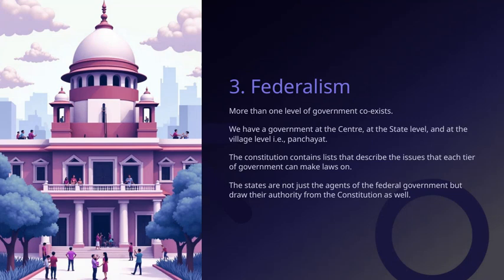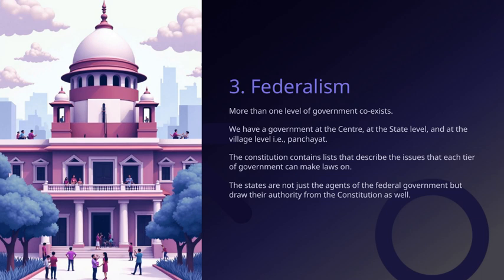Essentially, it means that more than one level of government coexists and shares authority. We have a government at the center, which is the national government, and then at the state level, which manages regional issues. Additionally, there's local government at the village level, often called the panchayat. Now, what's interesting is that the Indian Constitution clearly defines what each of these tiers of government can do. It has specific lists that describe the issues or subjects on which each level can make laws. This way, responsibilities are divided clearly, preventing overlaps and conflicts.